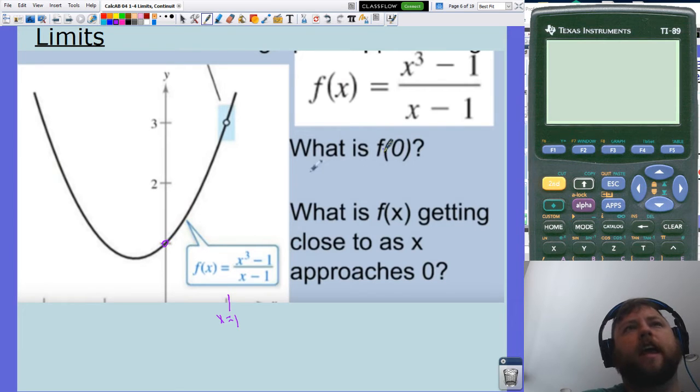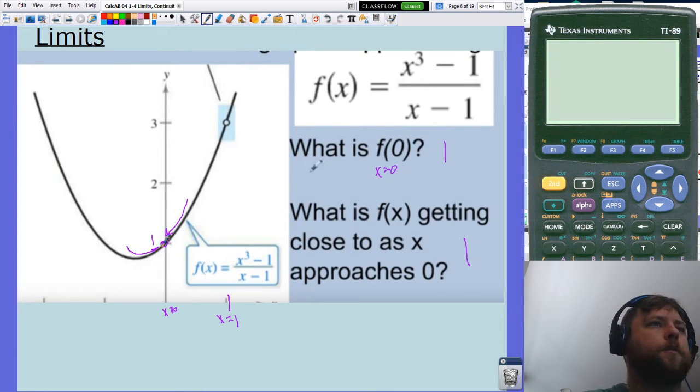So I'm going to ask you, let's do this first. If I said find f of 0, so this is find what the y value is when x equals 0. And x equals 0 happens right on the y-axis. That is going to be 1. And if you look at the graph, what is f of x getting close to as x approaches 0? Well, it's also getting close to 1. So f of 0 is 1, and as you're approaching it, it is 1 as well.